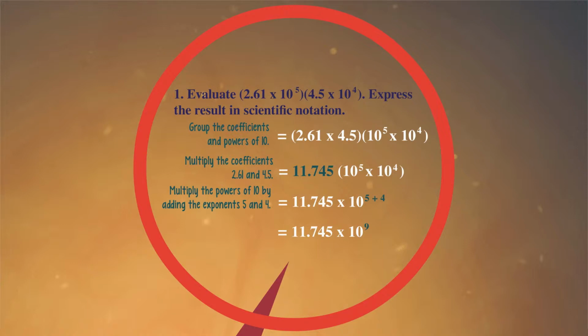The last step is to write the result in scientific notation. There should only be one whole number in the coefficient, and because there are two, we need to move the decimal point one place to the left and add 1 to the exponent of 10. We add to the exponent of 10 if we are moving the decimal point to the left. Thus, the product of 2.61 times 10 raised to the 5th power and 4.5 times 10 raised to the 4th power is 1.1745 times 10 raised to the 10th power.